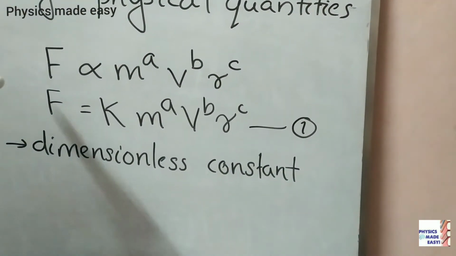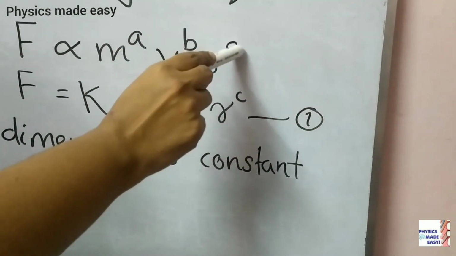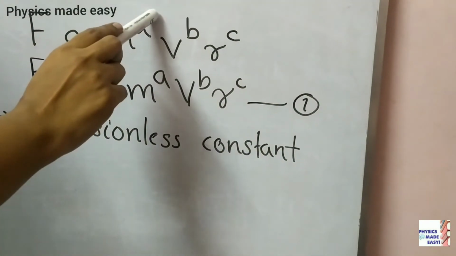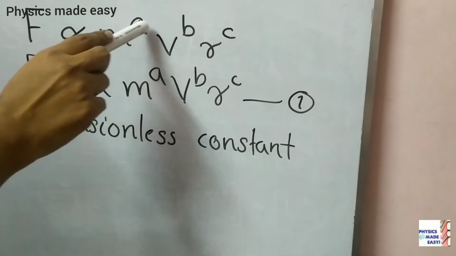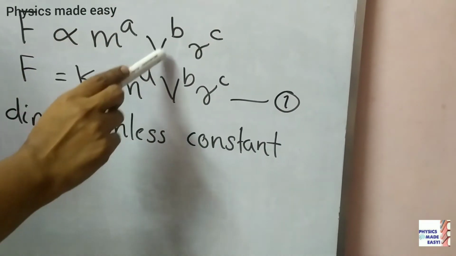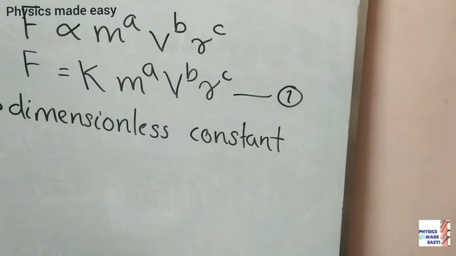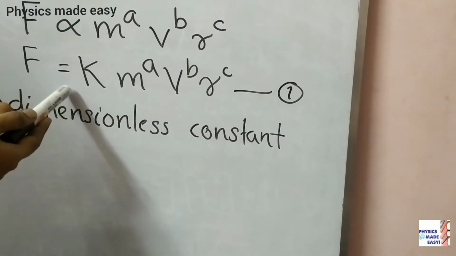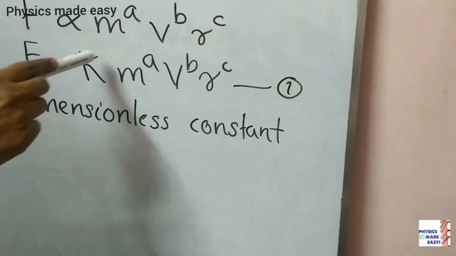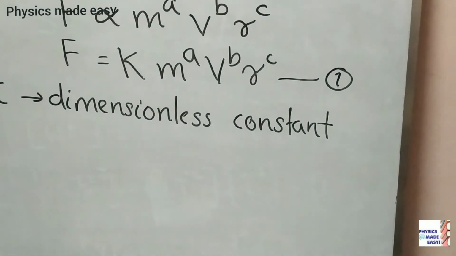So we can write F proportional to m raised to a, v raised to b, r raised to c. Simply we are taking like this, putting some powers there. We are going to find what this a, this b and this c are. Now we need to remove this proportionality sign. How can we write? F is equal to k into m raised to a, v raised to b, r raised to c. In this we can take k as a dimensionless constant.